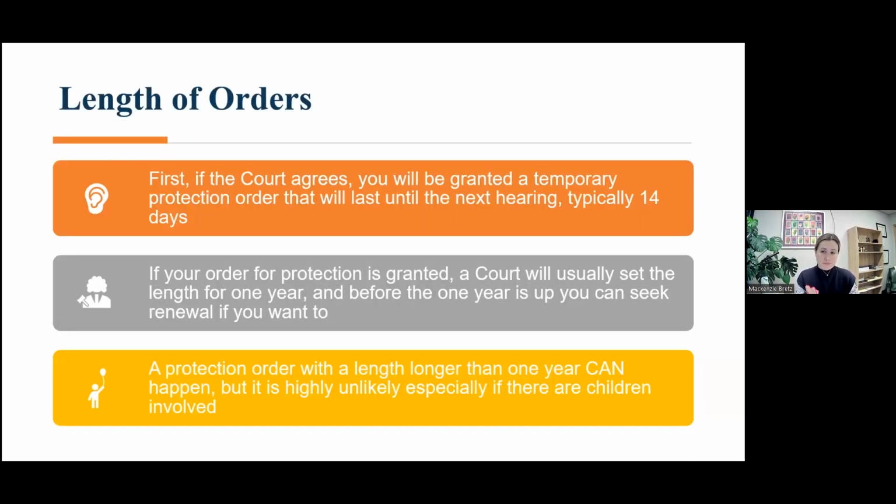Length of orders. When you initially file your protection order, if the court agrees with you, they'll give you a 14-day temporary order. The 14 days is until your next hearing on the matter. And then if your protection order is granted, courts will typically grant a year order. You can seek longer than a year. However, from my experience, this is a little bit unlikely, especially if there's children involved. The court doesn't want to grant anything longer than a year, but it is not unheard of.